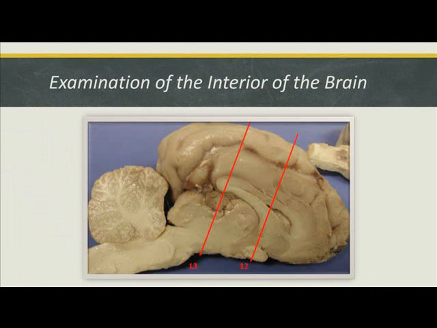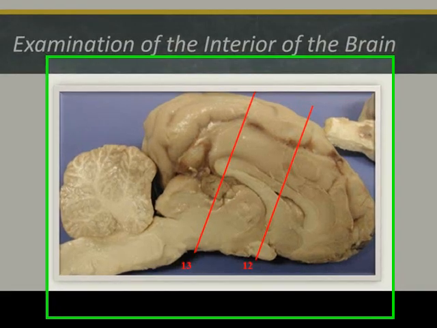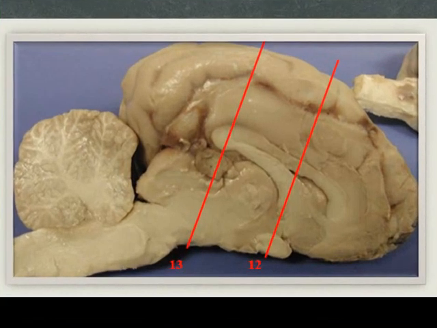Now, you will carefully make cuts 12 and 13 as shown in this picture. Please note the cuts are on a diagonal and they cut through specific areas of the brain. Take a very close look at this picture so that you are sure where you should be making these cuts. We will pause at this time to make the cuts.